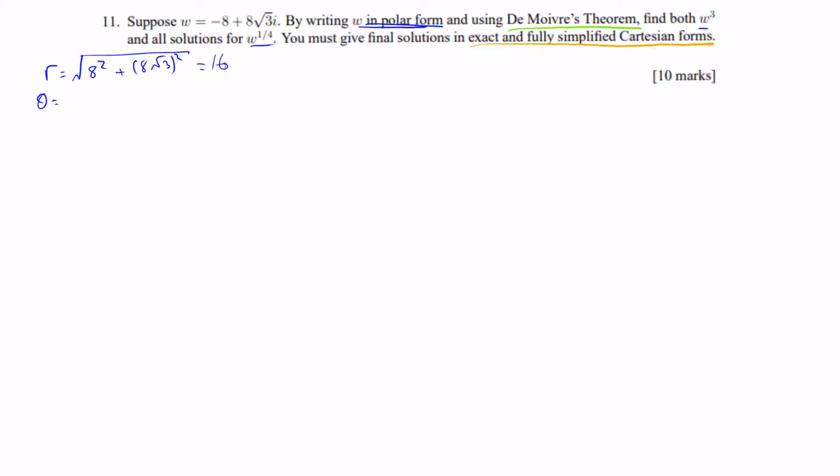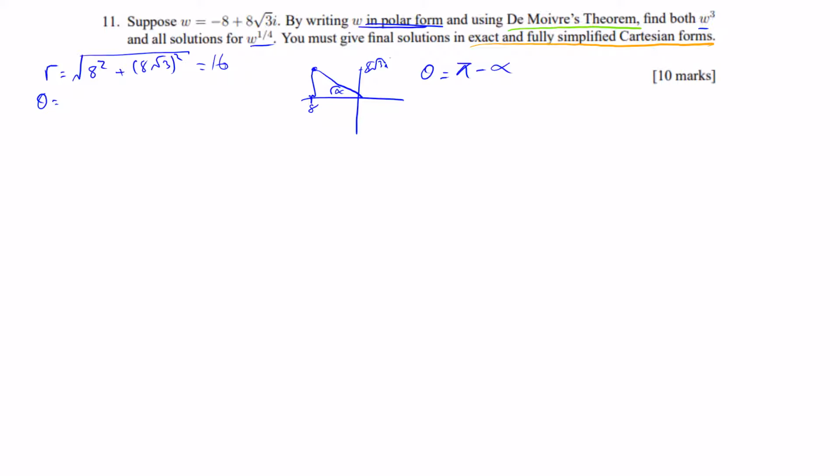And theta, if we think about what theta is representing here, we have our point. Let's draw some axes. Our point here, which is 8 root 3i, and we want this angle around here. But that angle will be quite hard to find in itself. So we're going to find this angle here. Let's call it alpha, and theta is going to be equal to pi minus alpha.